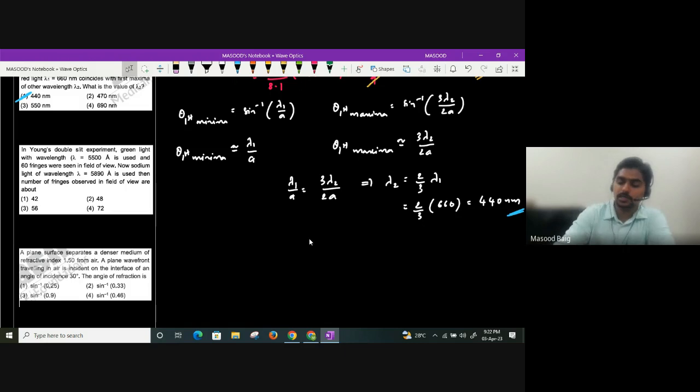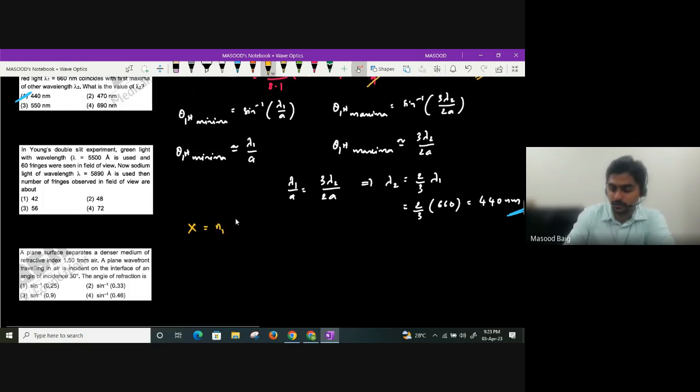Again, very direct question. Let us say there is some length, some x length we are taking. In this x length, you have 60 fringes, or let us say n1 fringes. So what would be the width of each fringe? Lambda 1 capital D by small d, can I write? While I am using the first wavelength. In the same field, if I am using some other wavelength, let us say n2 fringes are formed and each width will be lambda 2 capital D by small d. Are the left hand sides equal?